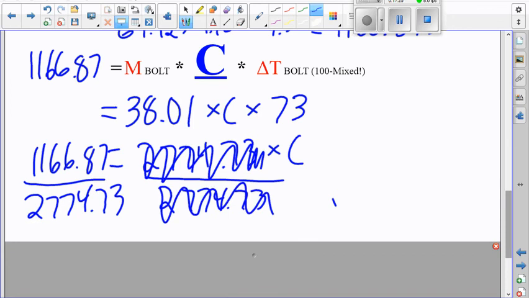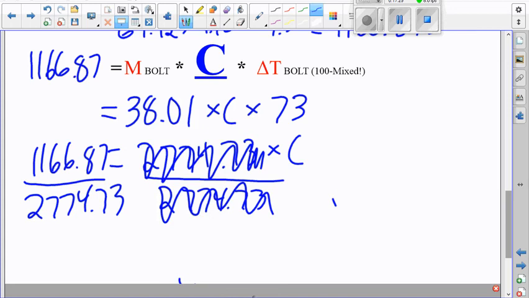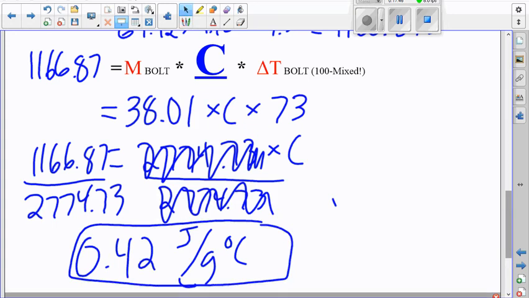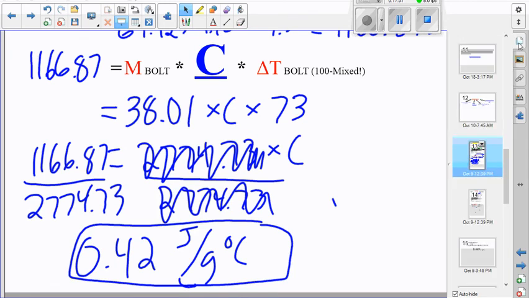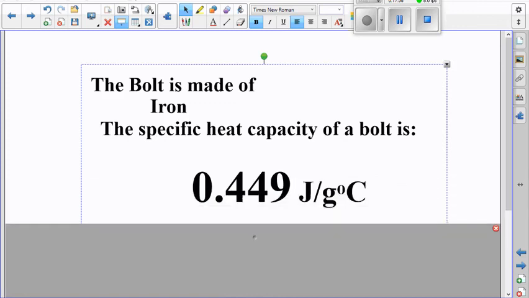And whatever this value comes out to be is what your C is, which was what, Mr. Stowers? 0.42 joules per gram degrees Celsius. Ooh, look at him dropping those units on there. Joules per gram degrees Celsius. The official heat capacity of this bolt, it's actually made out of iron. And the literature value, that is the officially accepted value of the heat capacity of iron, is 0.449. So that's pretty good data. We're right on top of there.